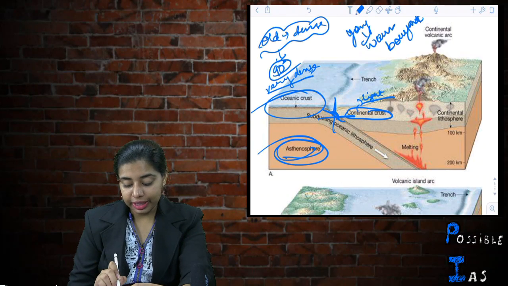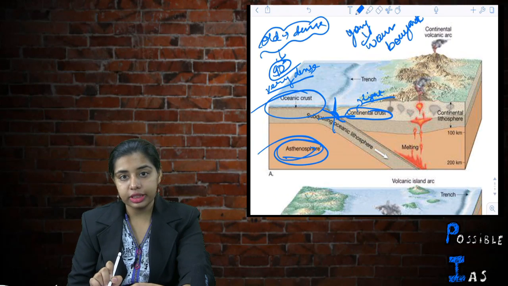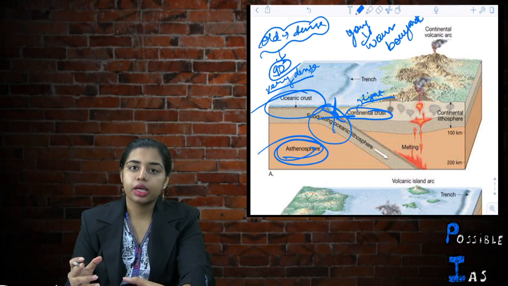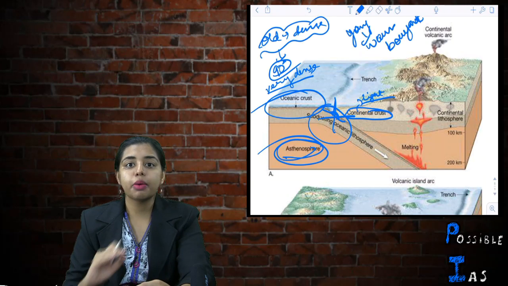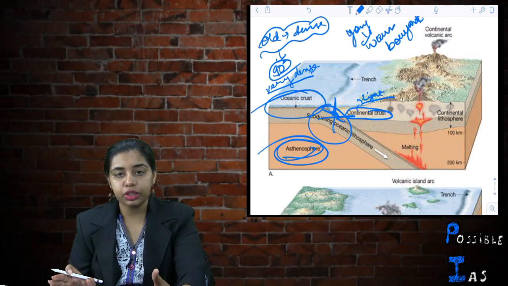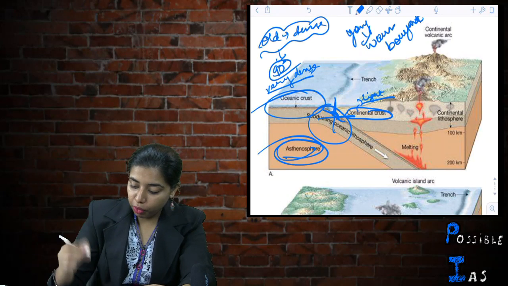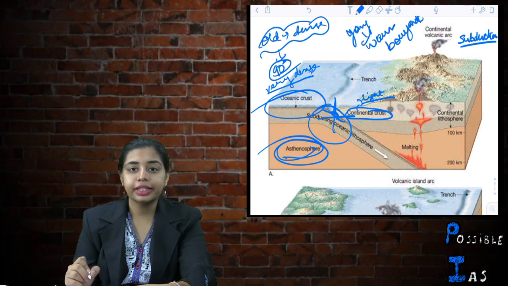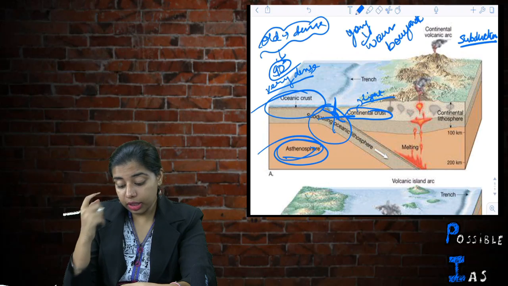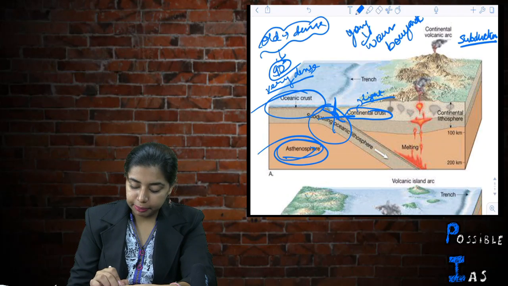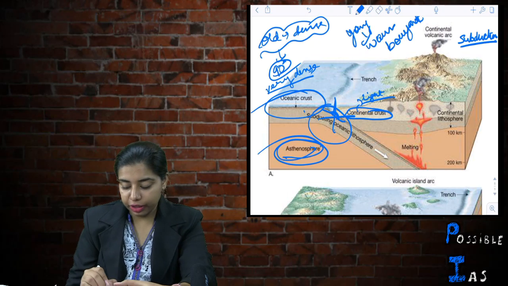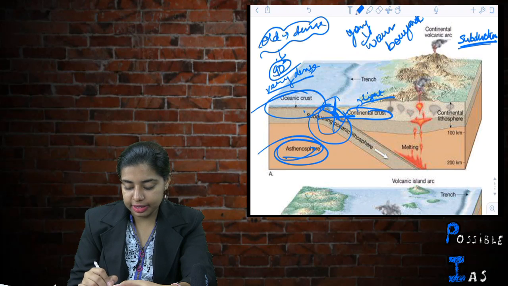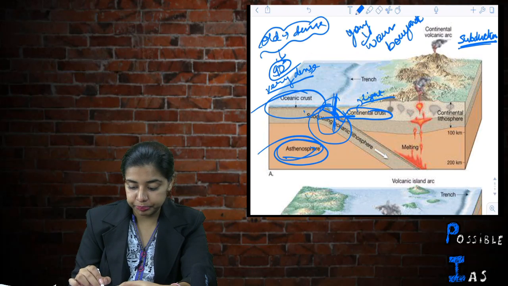Now this oceanic plate is moving beneath the continental crust into the asthenosphere. This process, where one lithospheric plate moves beneath the other lithospheric plate, driving straight into the asthenosphere, is known as subduction. And the zone where this is happening is known as a subduction zone.